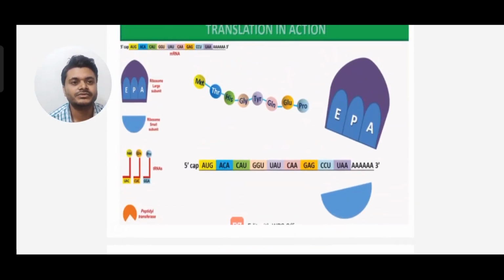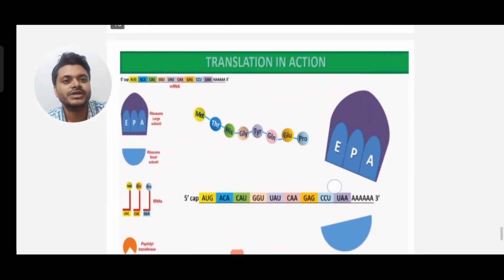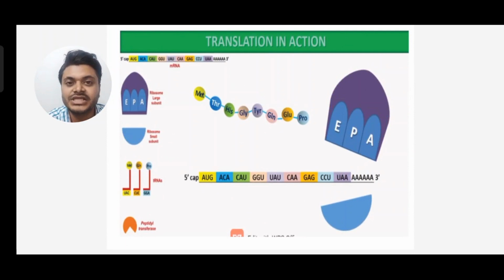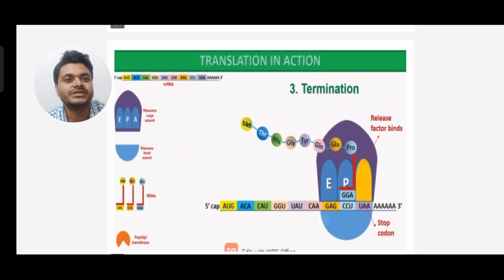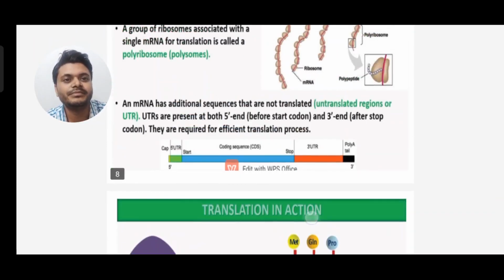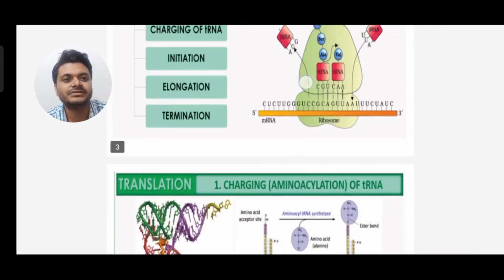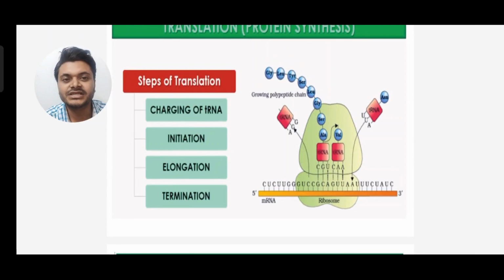This is how the translation process goes on. The major steps, before initiation, elongation and termination, begin with the charging of tRNA. I have explained the entire PPT or PDF. If you have any doubt, you can write in the comment section. So these are the steps of translation. Again I repeat: charging of tRNA, initiation, elongation and termination. Before initiation, elongation and termination, the first major step is charging of tRNA.